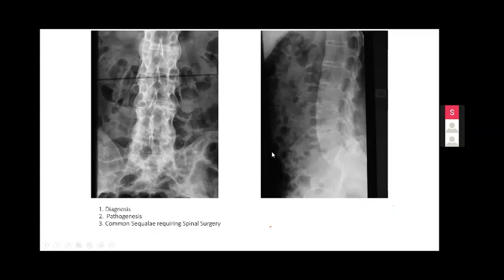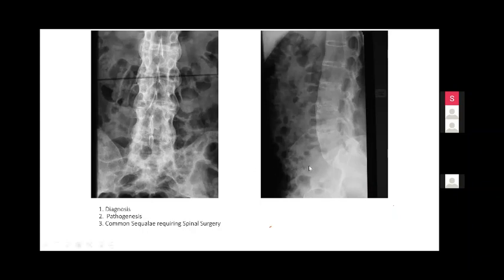So this is a plain X-ray of the thoracolumbar spine of a skeletally mature patient, showing anterior and posterior osteophyte formation. Changes are suggestive of ankylosing spondylitis. Okay. So osteophytes. Where do you see the osteophytes here?